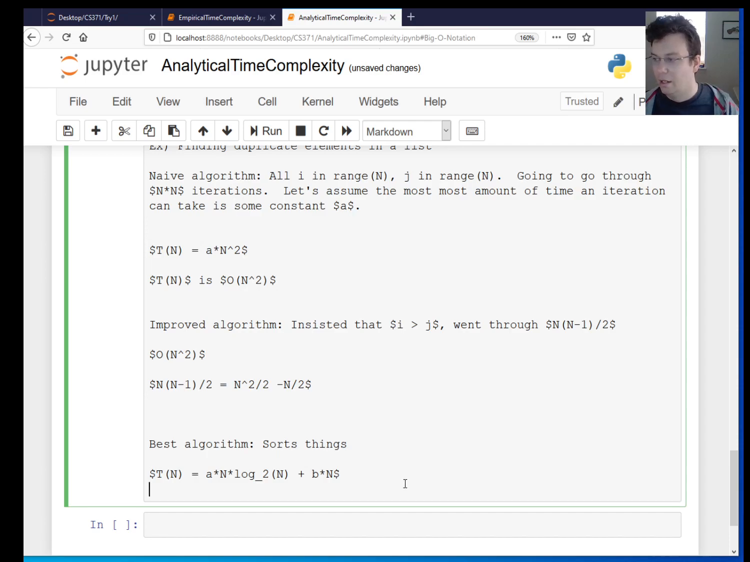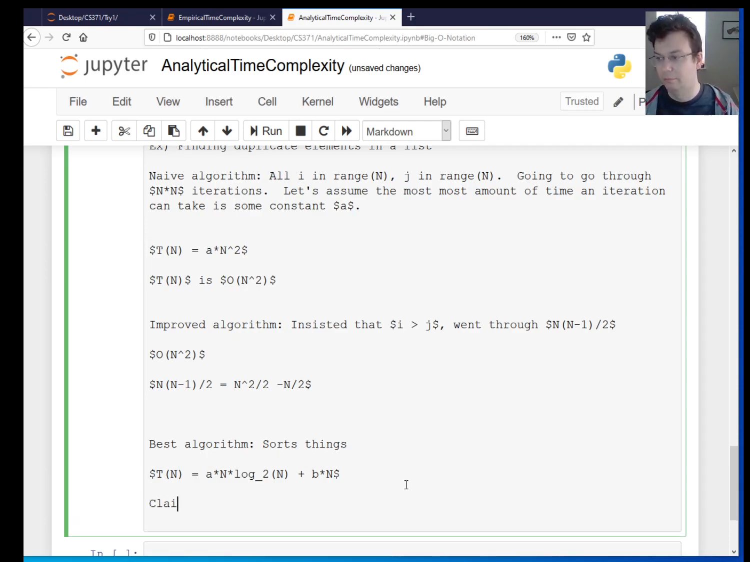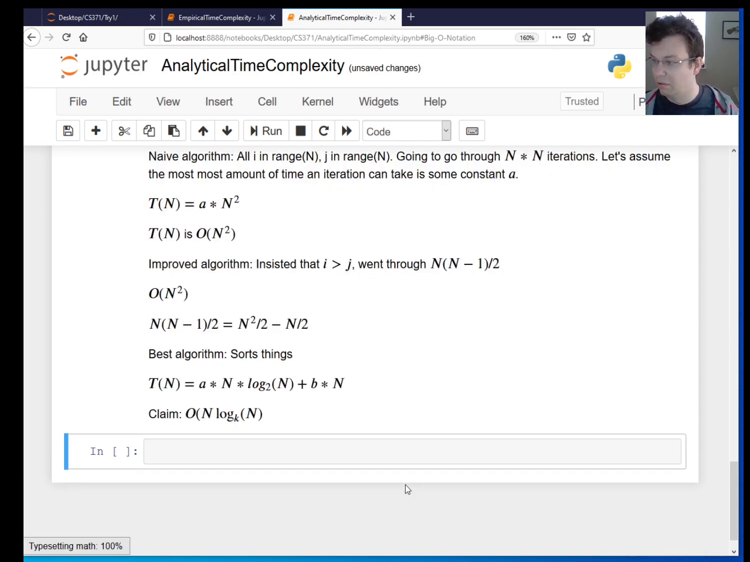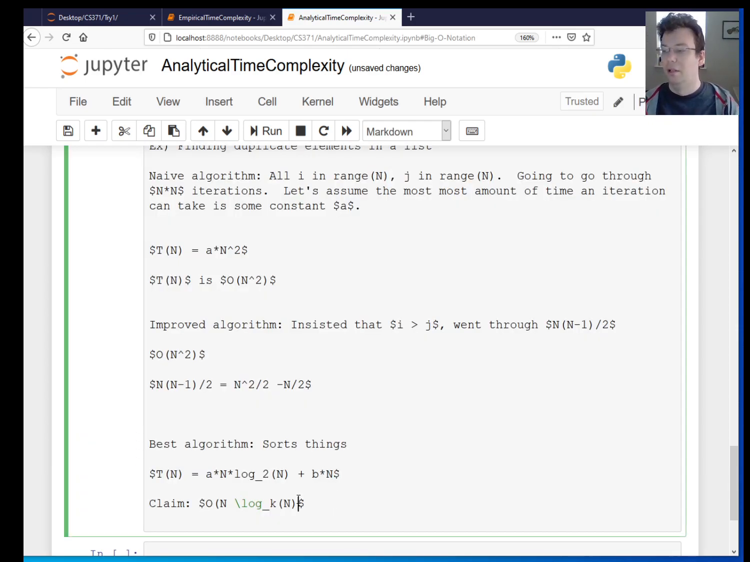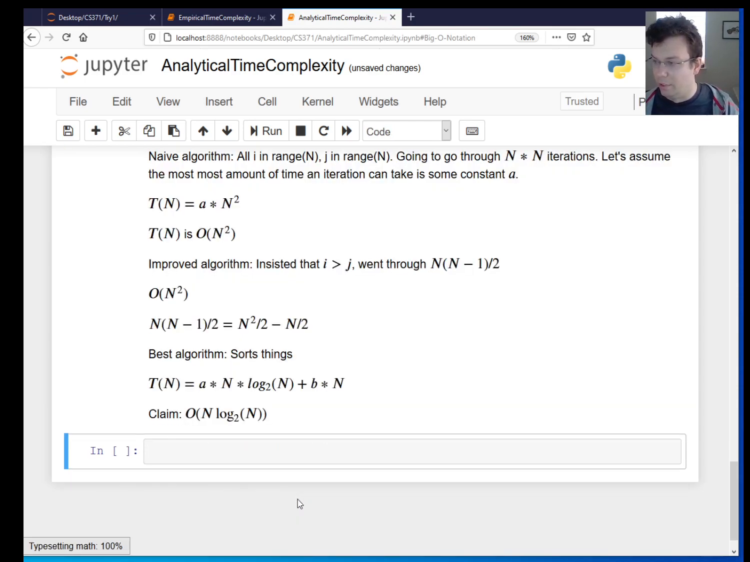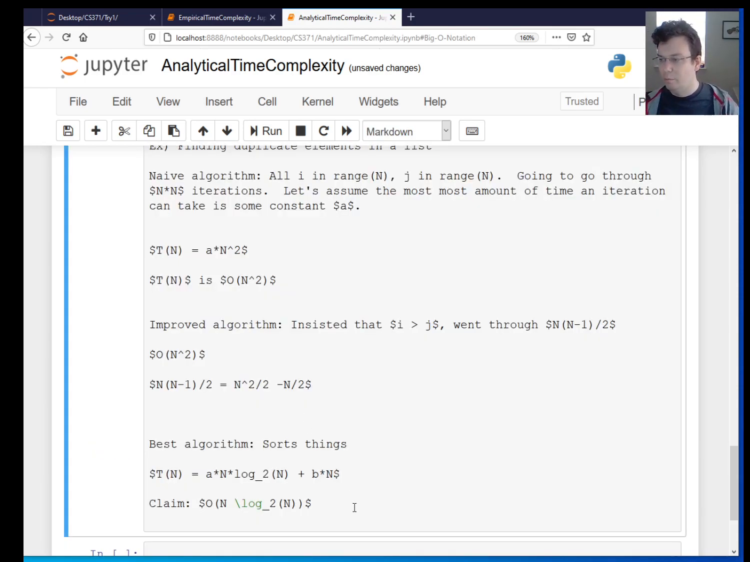The claim that I have for the best algorithm so far is that this is O of n log base k of n. It actually doesn't even matter what the base is, as we'll see in a moment. Actually, I'll just start with log base 2 to keep things easy. And this will be true as long as n is greater than or equal to 2. So I'm going to be able to find some constant c, and then my n0 is going to be 2.